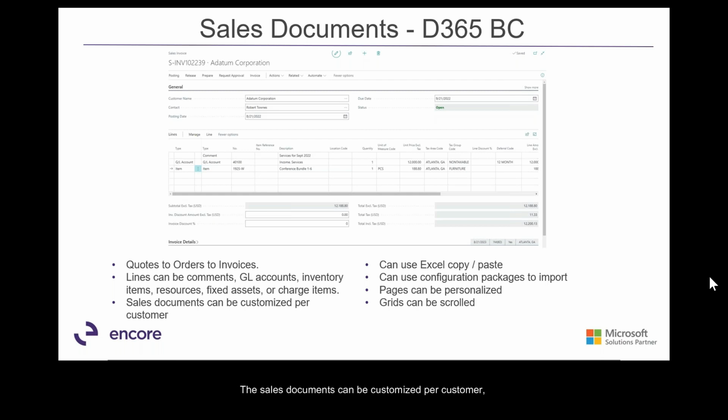The sales documents can be customized per customer, meaning every customer can have their own sales invoice, and you can customize the email messages as well. To create the sales documents, you can use copy and paste from Excel, or you can use built-in configuration packages to import documents from Excel. These pages can all be personalized by user, so any user can customize the columns they want to see or move fields around, and it just shows that way only for that user. And it's different from GP. Instead of having multiple pages that make up the sales document, you can expand or collapse, and you have grids that can be scrolled left and right, so everything's in one page.